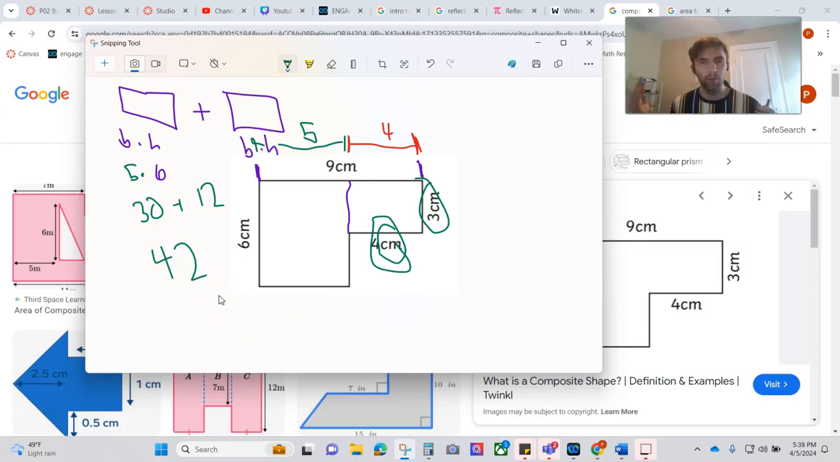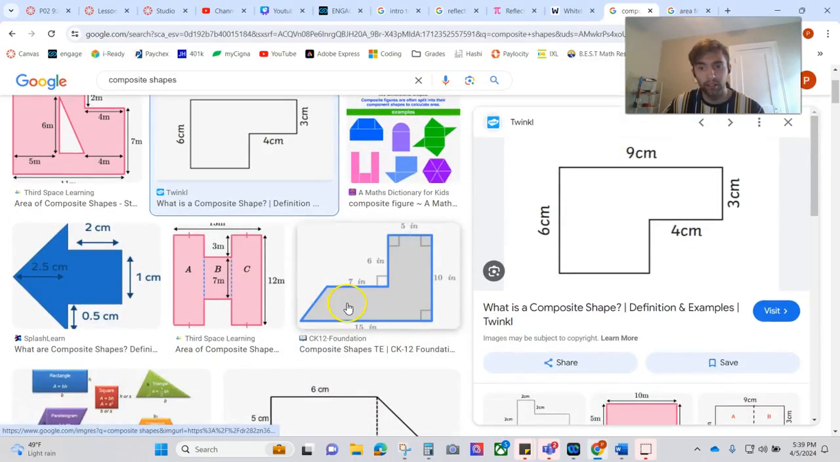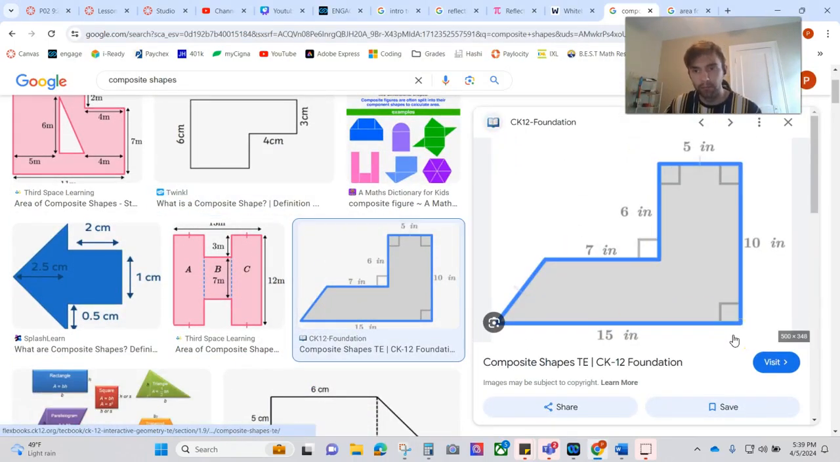Let's look at some other ones. We won't find the composite area of these shapes, but we will talk about maybe how to find the composite area of these shapes. Let's take a look at this wacky shape. What shapes do you see here? Could you find the composite area of this wacky shape?